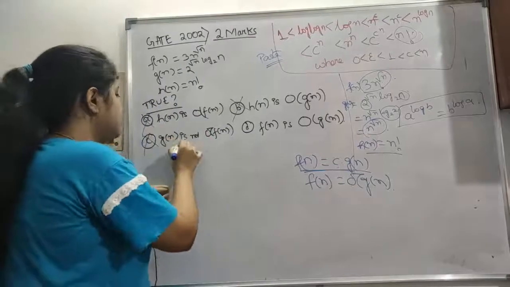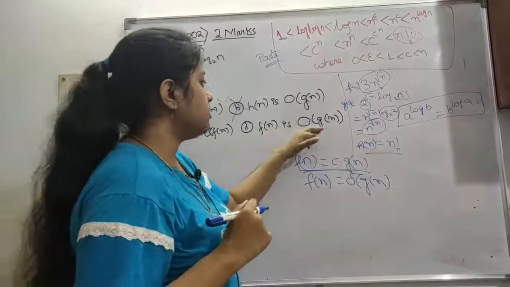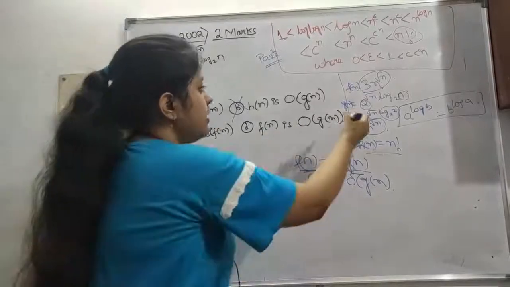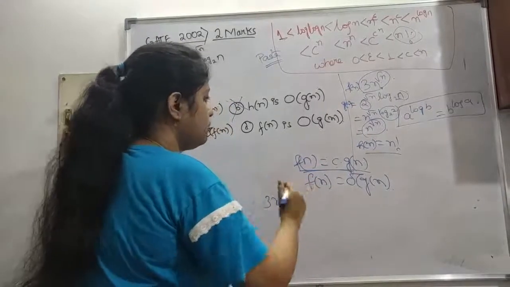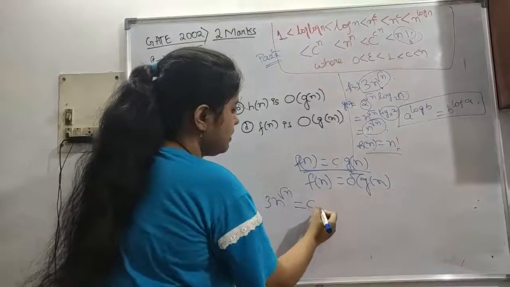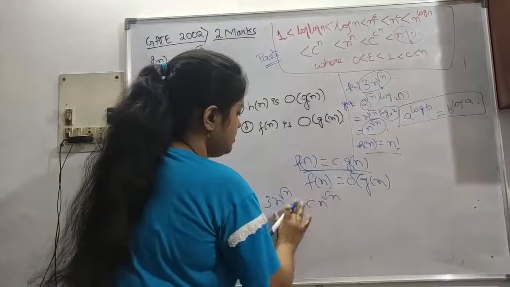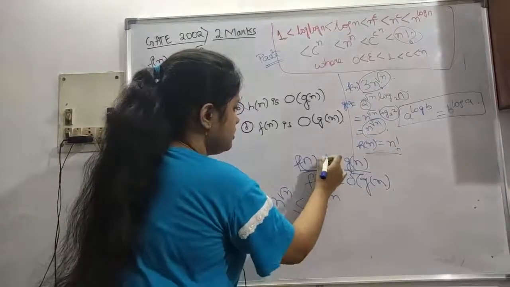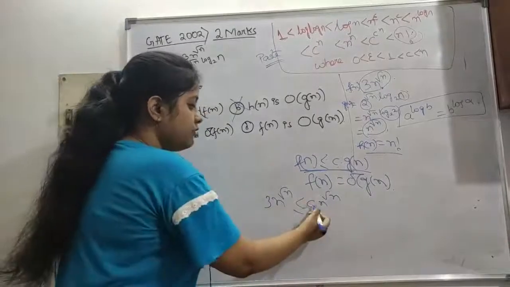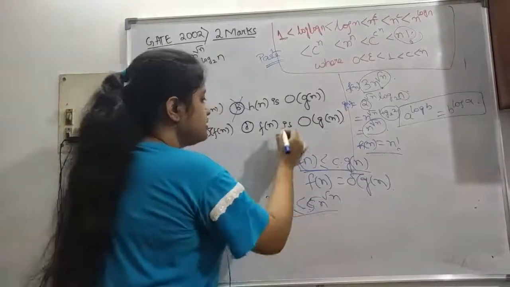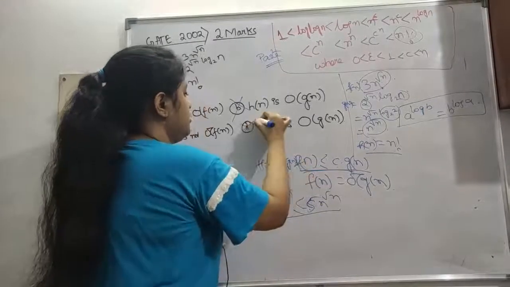This is false, because if it would have been gn is order of fn, then it would have been true. So fn is order of gn, this is true, because fn is 3 n root n to the power root n, and gn we can multiply by some constant, and gn is here in root n. So this is not equal to, it is less than or equal to. This can be proved. You can take any constant here, let's say 5 or 6. So fn is equal to order of gn.